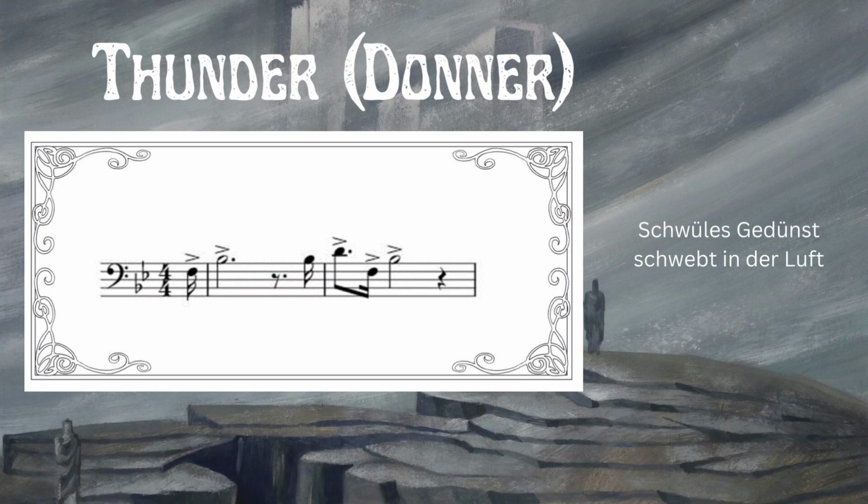Fog hangs in the mountains of the gods. To clear the view of Valhalla, Donner creates a cleansing thunderstorm. We hear the thunder motif, which sounds with tremendous power in the winds.